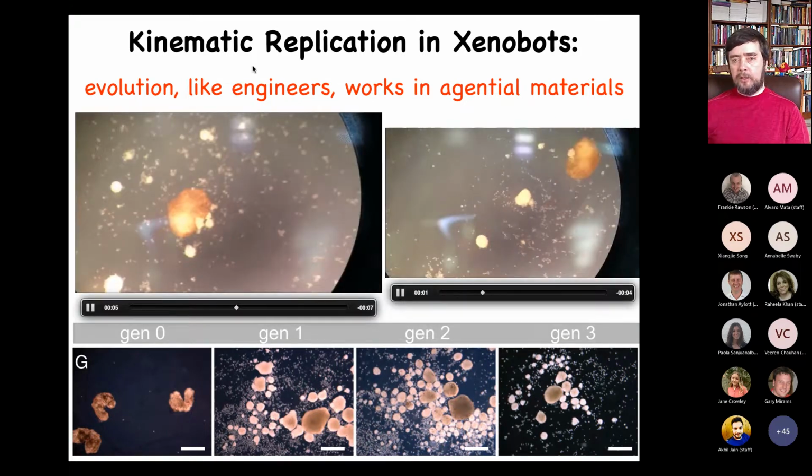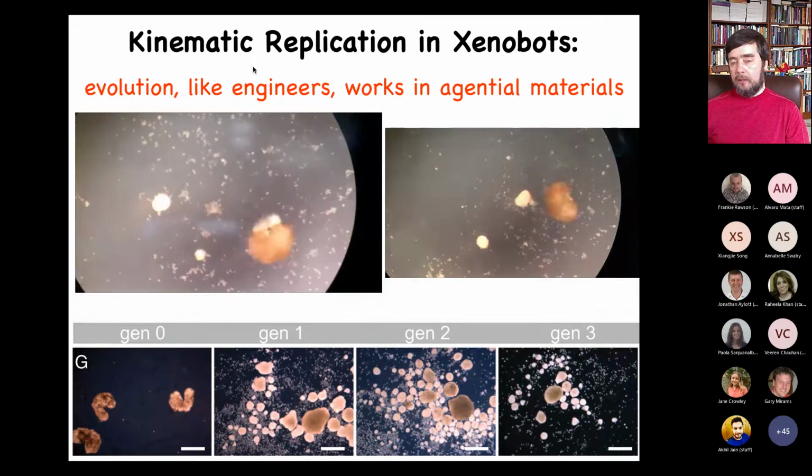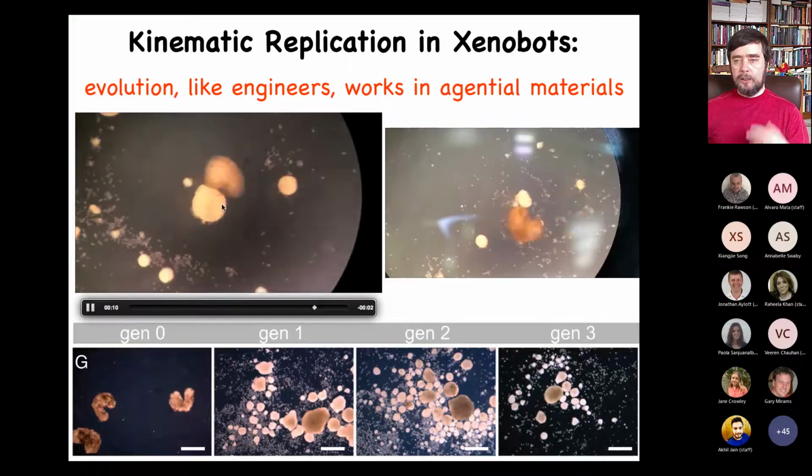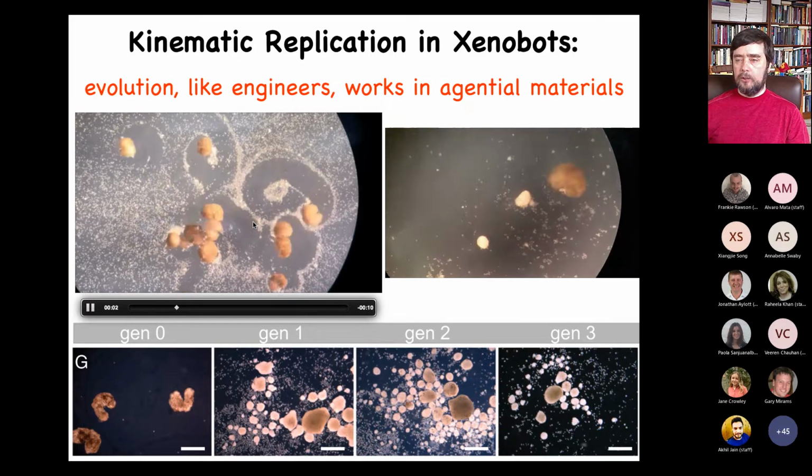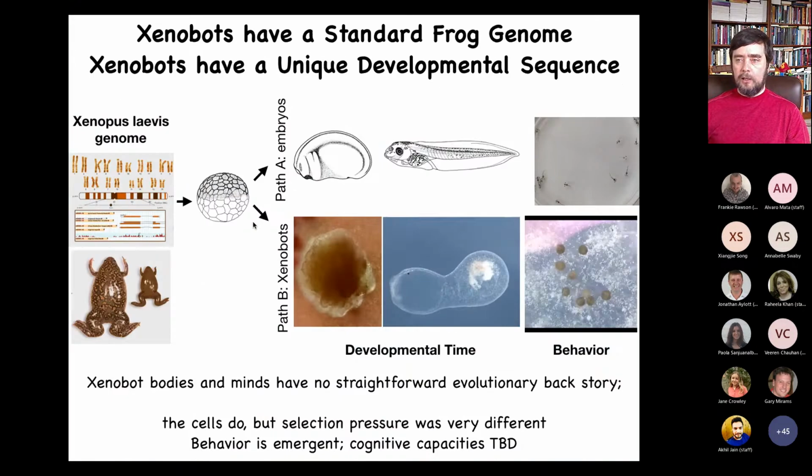So this kinematic replication is not seen anywhere else that we know of in the animal kingdom. It's a completely novel behavior that they figured out in this new context. Again, just skin. And the amazing thing is that they have completely wild type genetics.